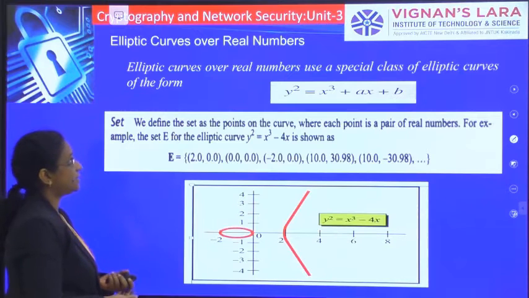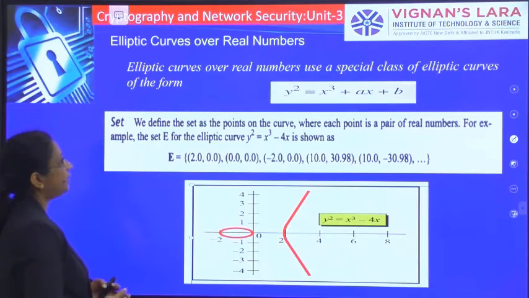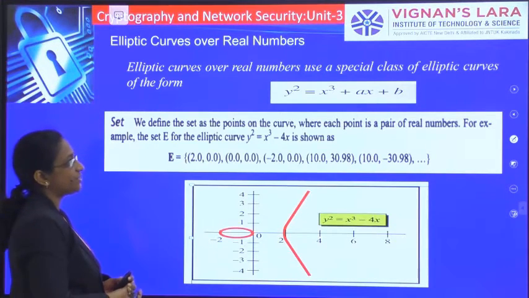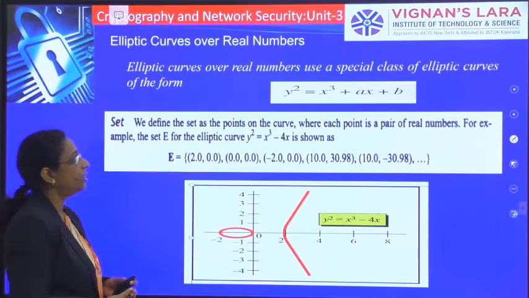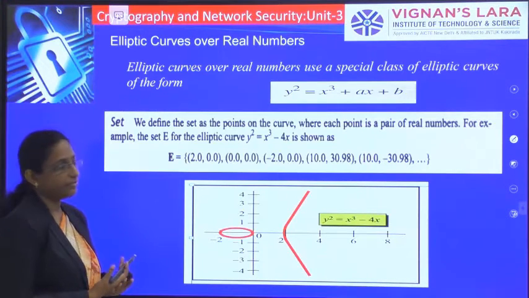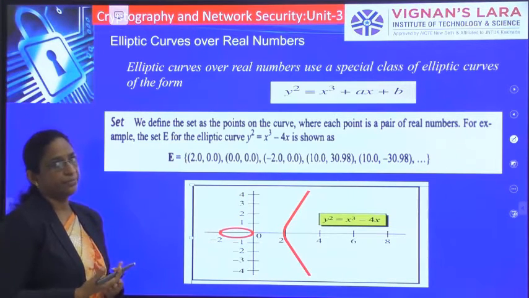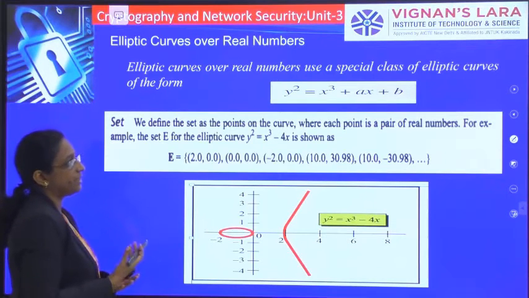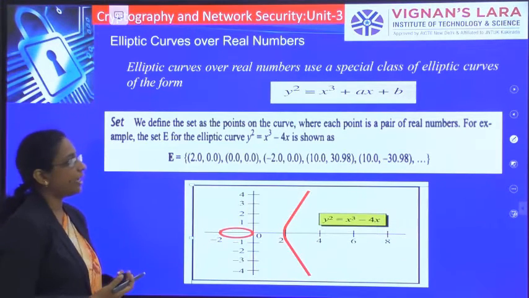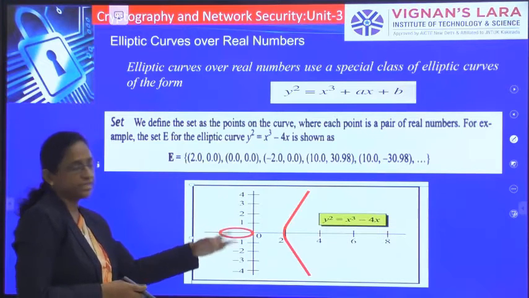Okay, so next one is elliptic curves over real numbers. Here, elliptic curves over real numbers use a special class of elliptic curves of the form y square equal to x cube plus ax plus b. Whatever elliptic curves you have will be of the form y square equal to x cube plus ax plus b. Here you have to take some real numbers as x and y values, and based upon those x and y values we will be drawing the curve.